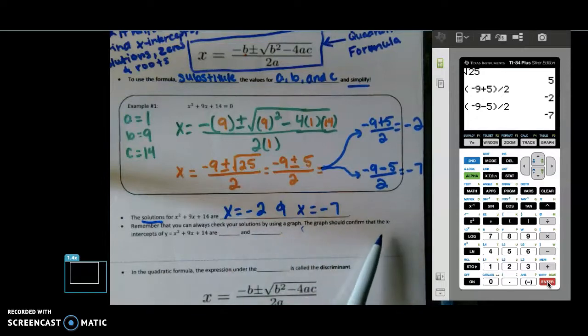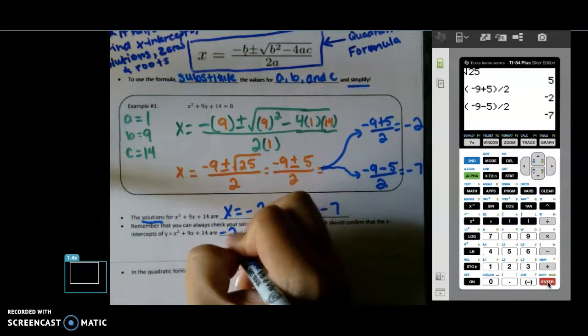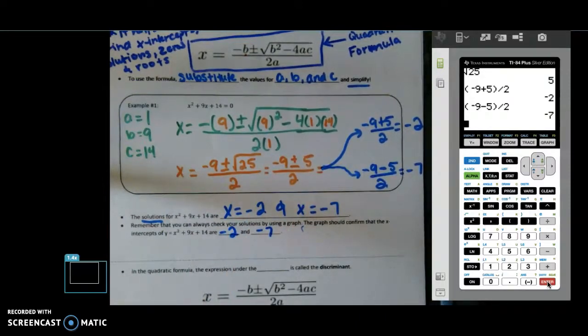The graph should confirm the x-intercepts of y equals x squared plus 9x plus 14 are negative 2 and negative 7. And just to confirm, let's actually graph it so you can see it. If I go to y equals, I'm going to clear this out, and I'm going to put in this equation: x squared plus 9x plus 14. I'm going to graph. Remember, these would be my x-intercepts.